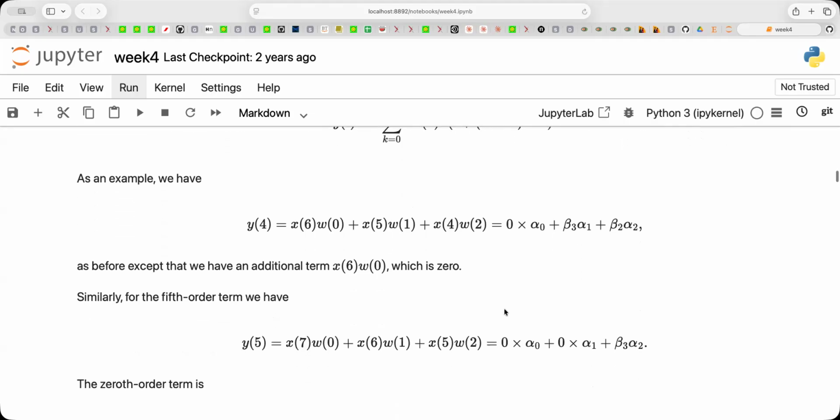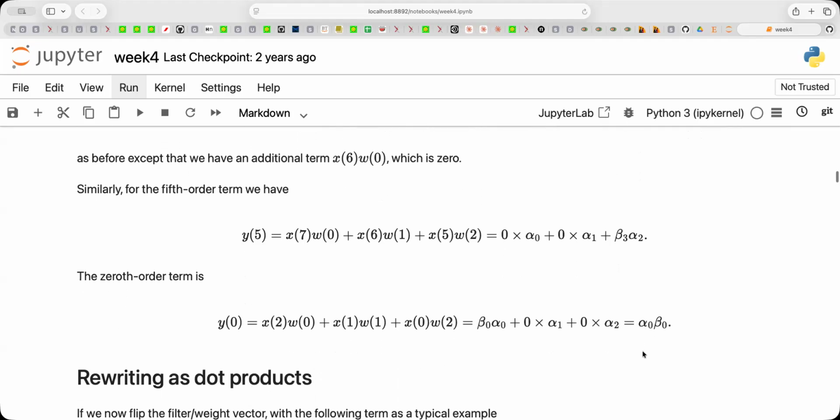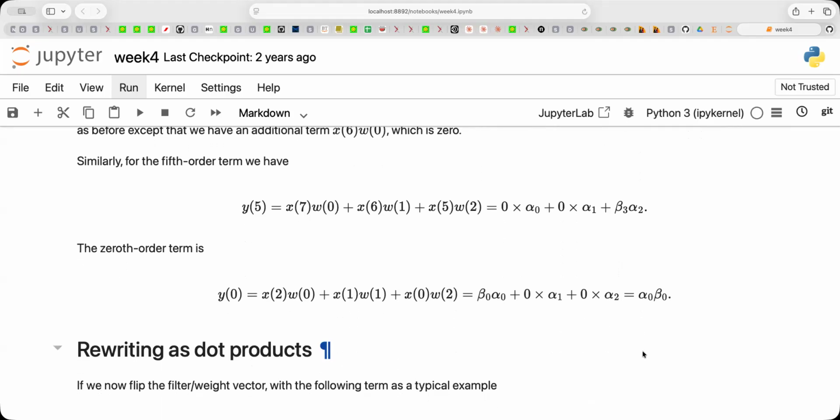And if you do that for the 5th order term, you will see that x7 is 0, x6 is 0, and then you're simply left with beta 3 alpha 2. So by just enlarging one of the vectors, you can then perform these operations in a straightforward way. And this is in a way what you want to do when you're dealing with CNNs, because you want to express in a compact way the transformation or the filtering by multiplying the filter with the input matrix.